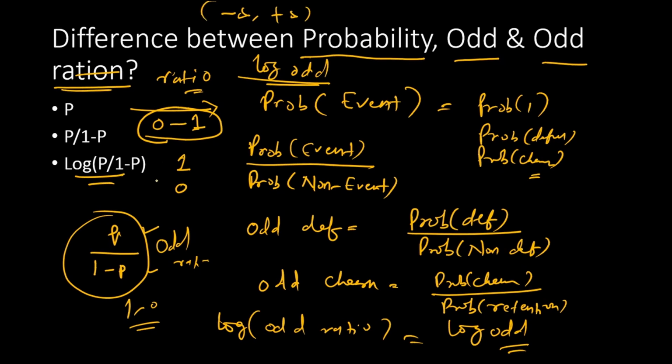If the values of the dependent variable lie between two boundary points, then it's not good for regression, because the variability will be limited within that range, which is not a good thing. Hence, if you take log of p by 1 minus p, it is always going to be unbounded.